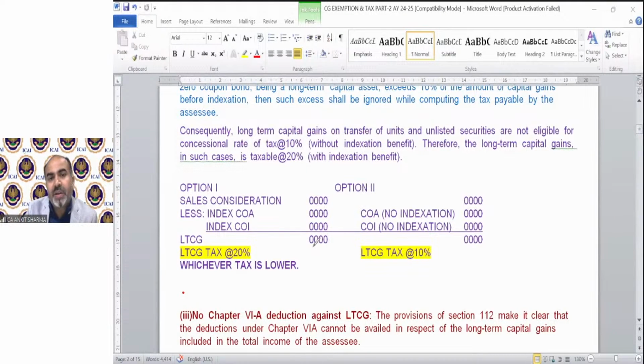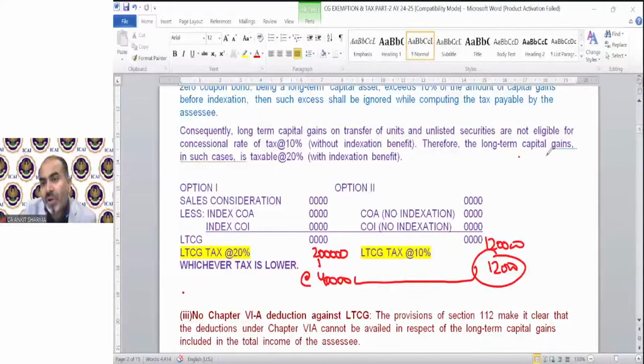Suppose the long-term capital gain with indexation comes to 2 lakh rupees. So either you need to pay the tax at 20%, that means 40,000. The long term capital gain without indexation is 1,20,000. So either pay tax at the rate of 10%, that is 12,000. So whichever is lower, that is 12,000.